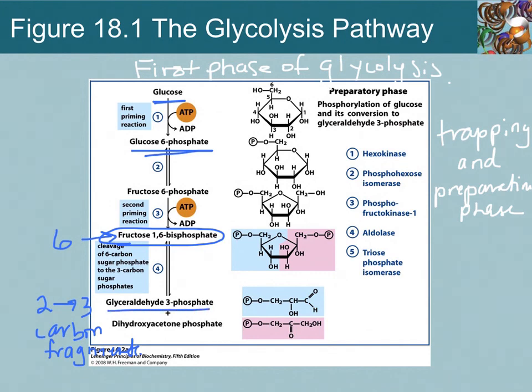Glyceraldehyde 3-phosphate and dihydroxyacetone phosphate. The enzymes that we're going to encounter are hexokinase, phosphohexose isomerase, phosphofructokinase 1, aldolase, and triose phosphate isomerase. All the molecules are shown here, and we're going to go through each step in greater detail.